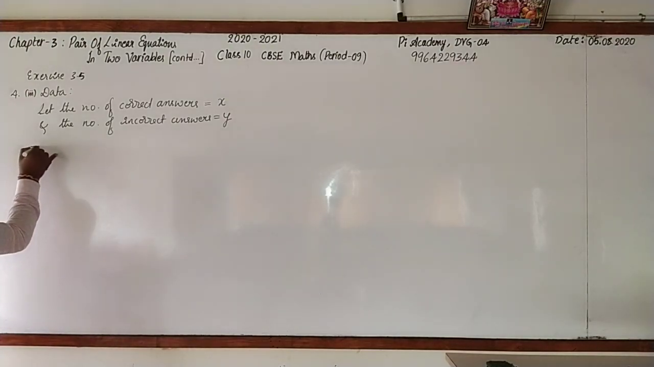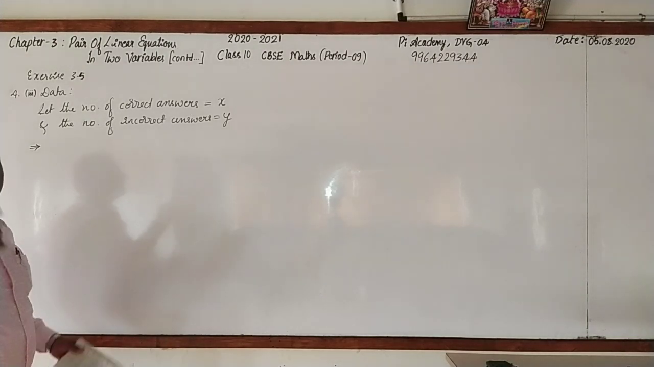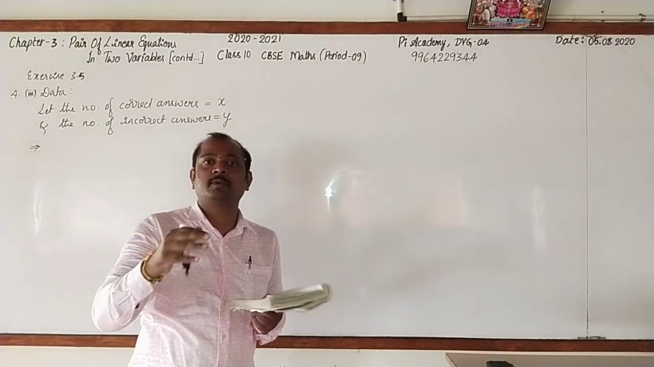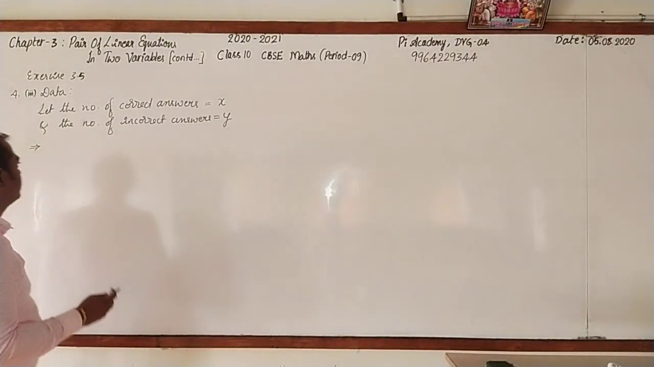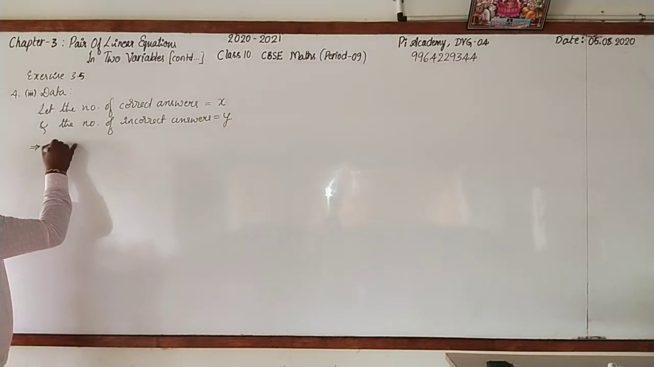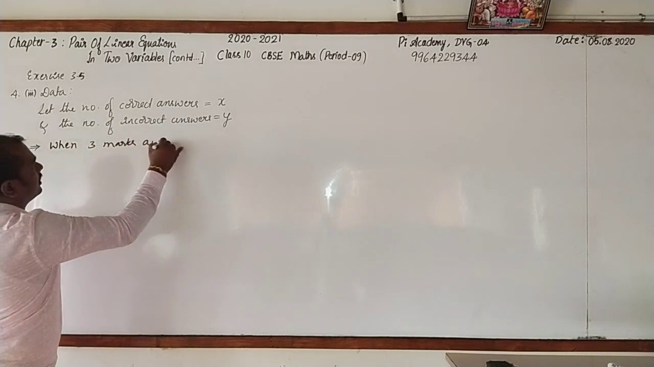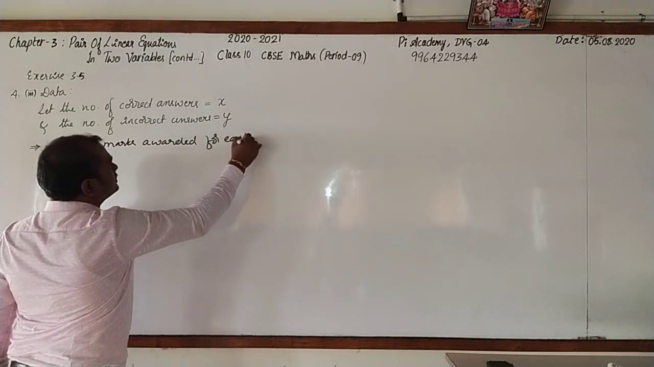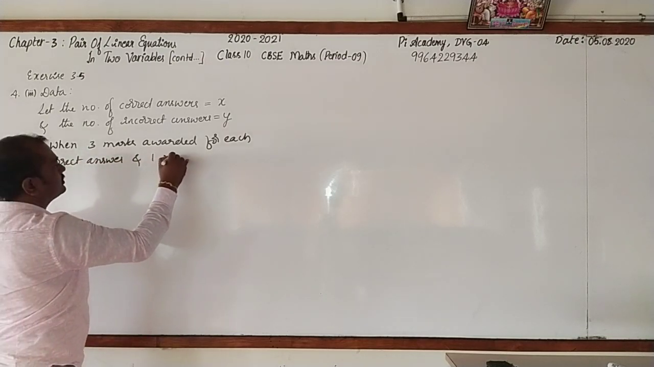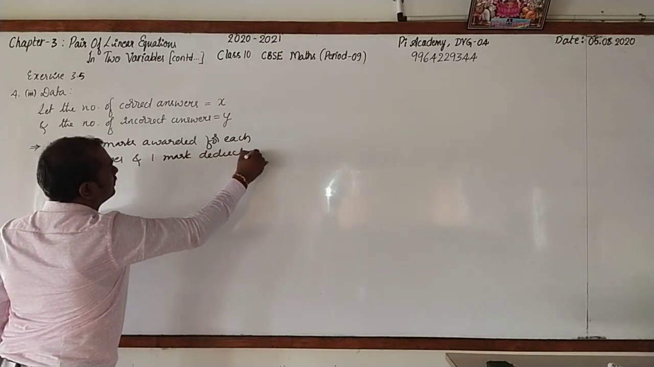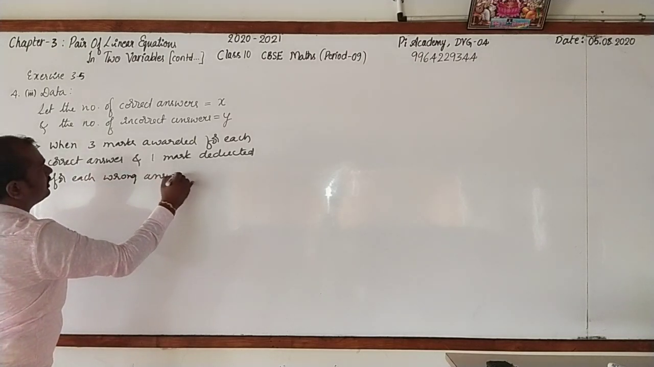Here they have given two situations. What are those? In the first situation, how many marks has he scored? 40 marks. But there is a condition: 3 marks should be awarded for each correct answer and 1 mark is to be deducted for each incorrect answer. Here I'll write. See, when 3 marks are awarded for each correct answer and 1 mark deducted for each wrong answer, nothing but incorrect answer.